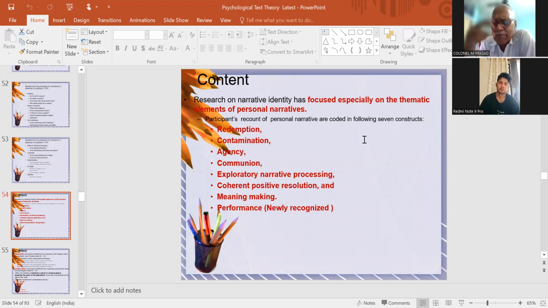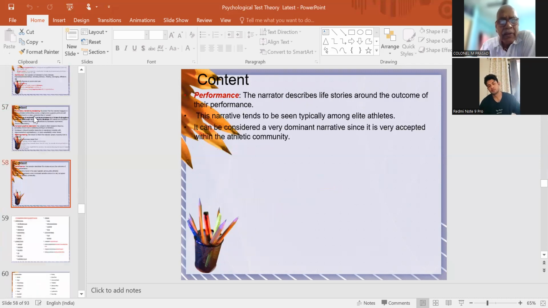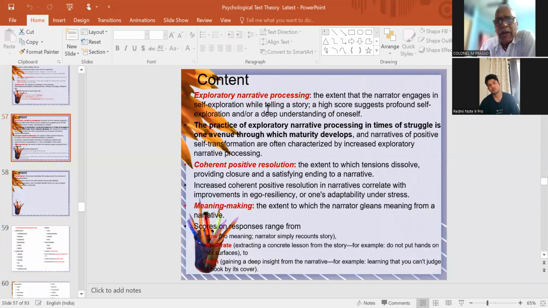Exploratory narrative, probably yes, you have gone wrong. So we can take it as exploratory. You have gone around the jungle, you found something different, right? Very nice. Exploratory is the extent that a narrator engages in self-exploration while telling a story. A high score means profound self-exploration. What does it mean?